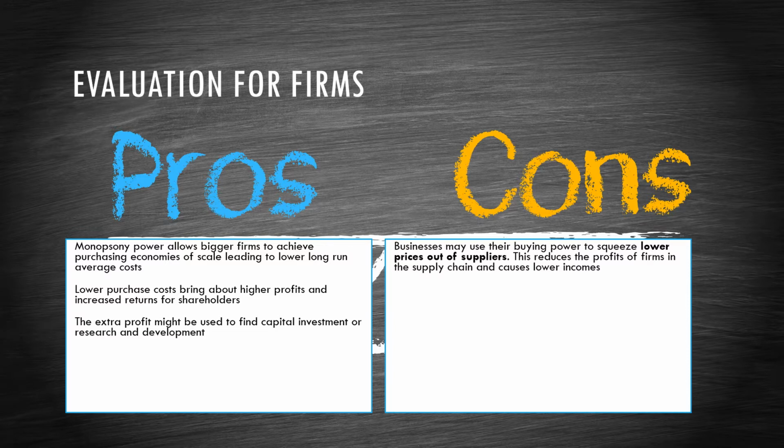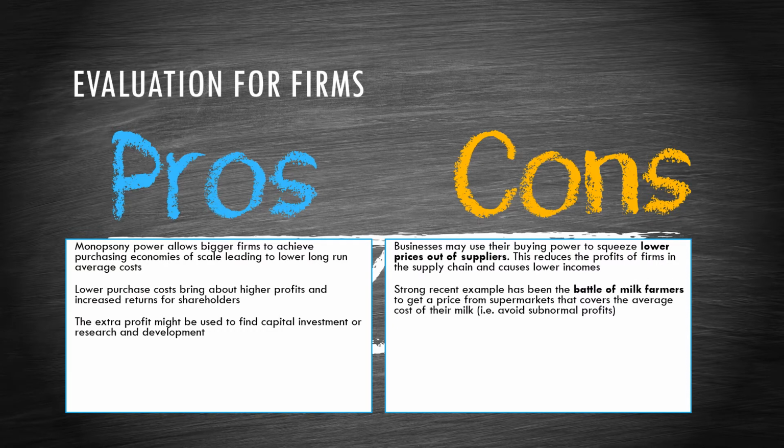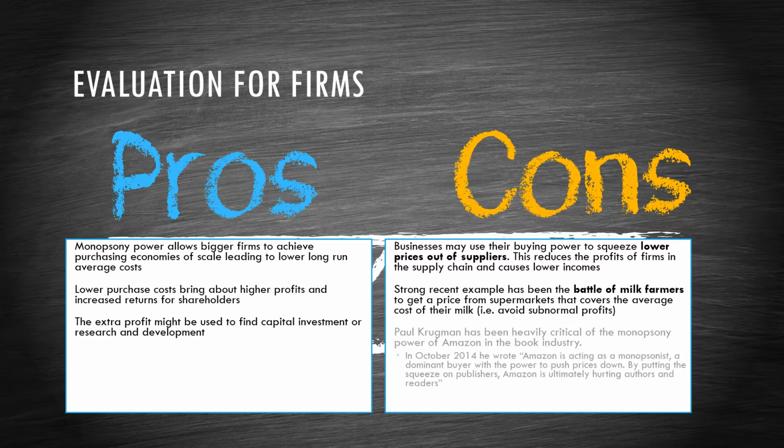On the flip side, if I'm a seller in the market and there is a monopsonist buyer, then they're going to squeeze lower prices out of me. This reduces the profits for suppliers in the supply chain and causes lower incomes, for example, to milk farmers, which we've just mentioned. This is a recent example, the battle of milk farmers to get a price from supermarkets that covers the average cost of their milk, so they avoid losses or subnormal profits.